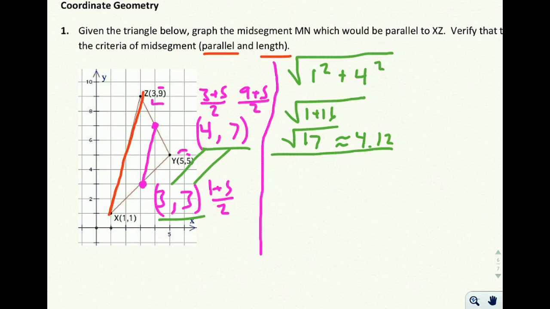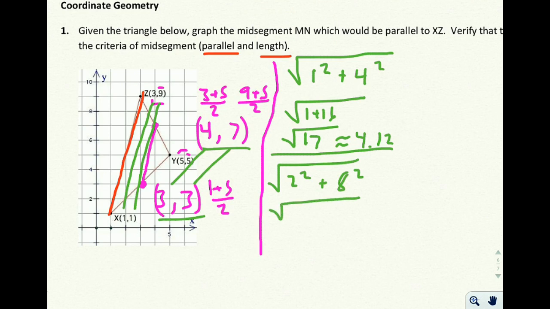Let's do the full length segment behind it, XZ. We are trying to find the distance between 1 and 3. They're going to be 2 apart, so our x's are 2 apart. Our y's, 1 to 9, are 8 apart. We go ahead and carry out the squaring here. 2 squared is 4, 8 squared is 64. Leaves us with the square root of 68. And again, if you're looking for a decimal approximation, you can pop that in your calculator. You're going to get approximately 8.25.